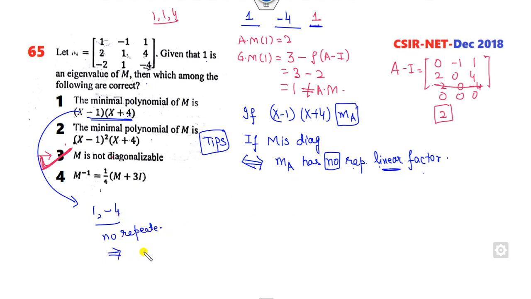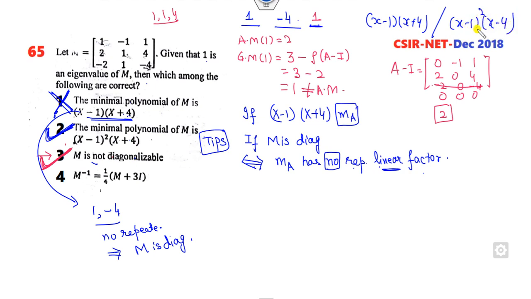So what is the meaning of that? It means the matrix M is diagonalizable, but we already proved that the matrix is not diagonalizable. So this option is cancelled out. So the right option is here, because the minimal polynomial is either x minus 1 times x plus 4 or x minus 1 whole square times x plus 4, but the first is not the correct answer, so that's why. So the minimal polynomial is x minus 1 whole square times x plus 4.